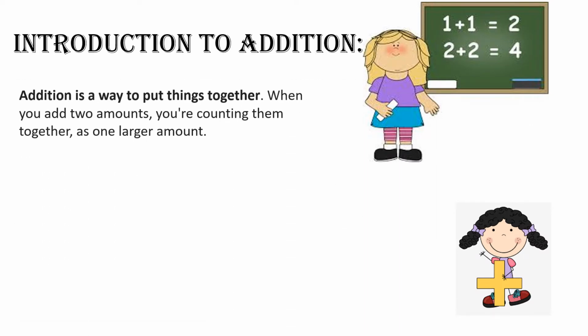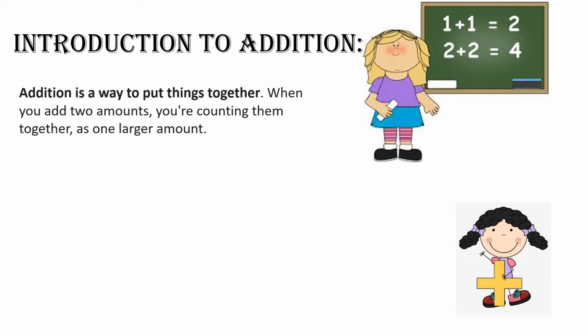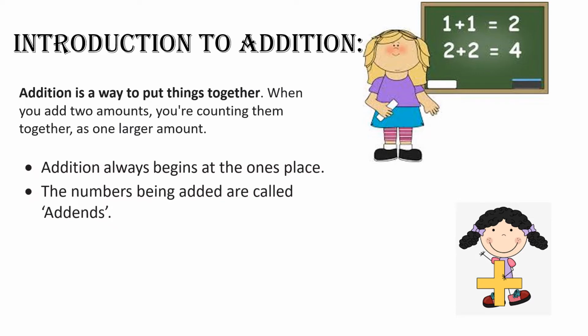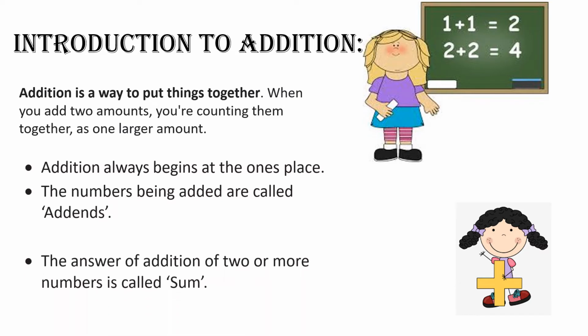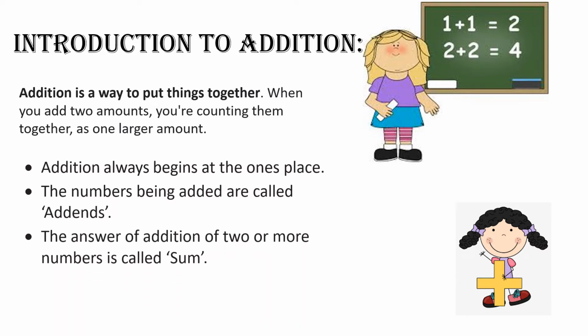Introduction to addition. Addition is a way to put things together. When you add two amounts, you are counting them together as one larger amount. Addition always begins at the ones place. The numbers being added are called addends. The answer of the addition of two numbers or more than two numbers is called sum. I'm sure you all know these key points for addition.